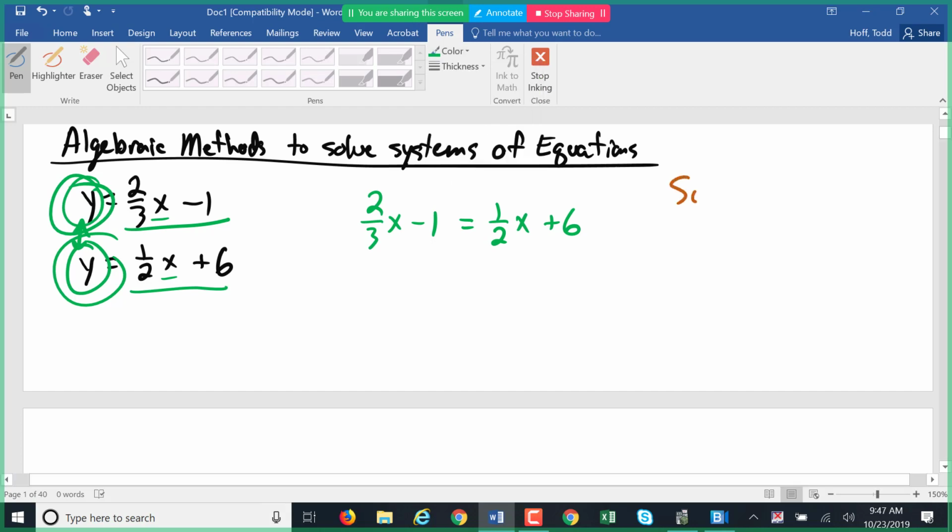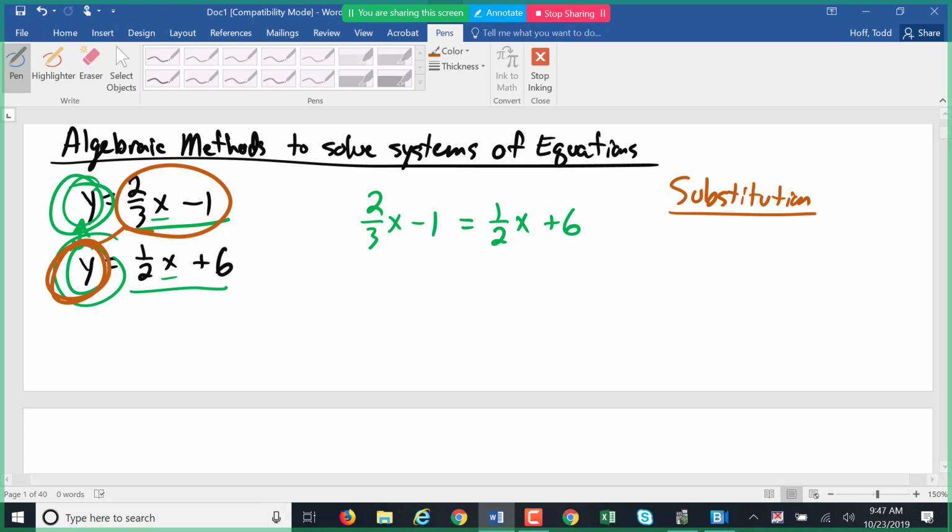This is referred to as substitution. Technically, what I did here is I just replaced the y in one of the equations with the value of y from the other equation. The first equation said y equals 2/3 x minus 1. So I replaced the y in the second equation with 2/3 x minus 1. Now it's just a matter of solving that equation to find a value for x.